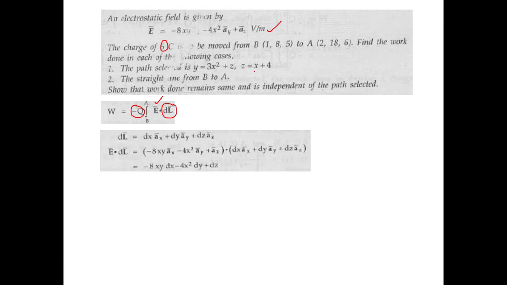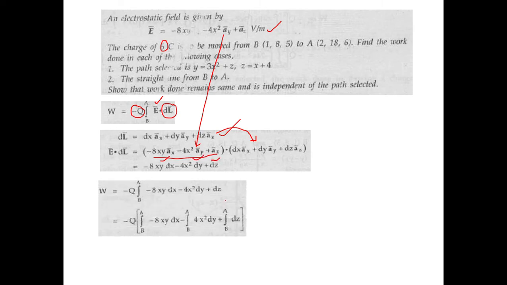Just by looking at the coordinates we know that it is a Cartesian coordinate system. So E vector dot dl vector: E vector I'm writing from the question, and dl vector I should know from the differential lengths of the Cartesian coordinate system. So when you find the dot product of these two, you will get 8xy dx, 4x² dy and dz, right?